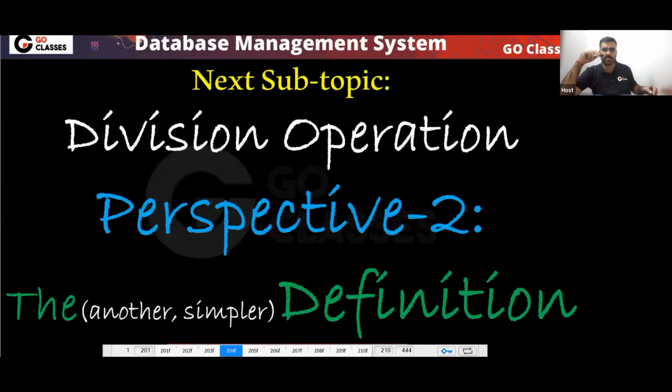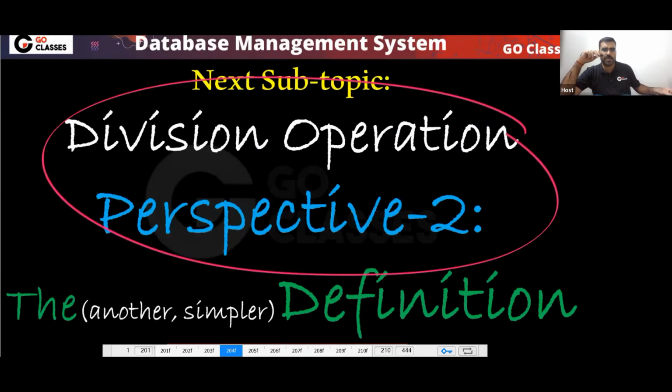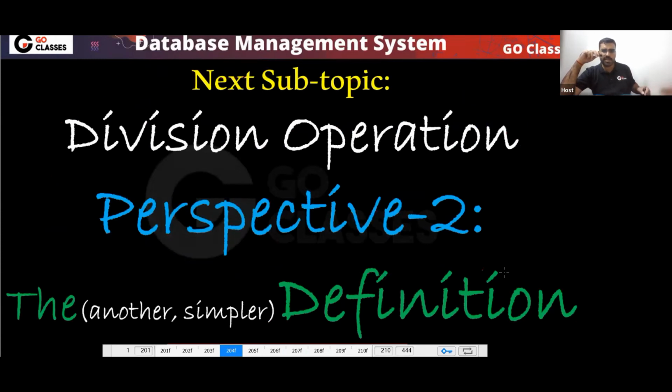Now let's see the next: the division operation, perspective number 2. That is another, simpler definition. The definition that we will see now is easy to apply, and it will give you the answer very quickly.